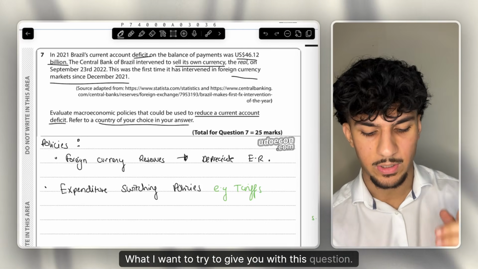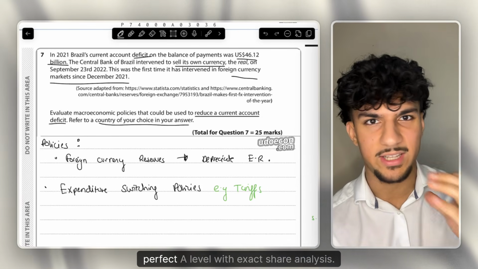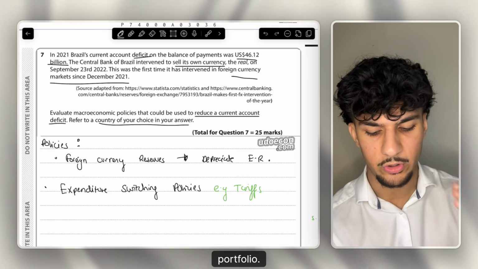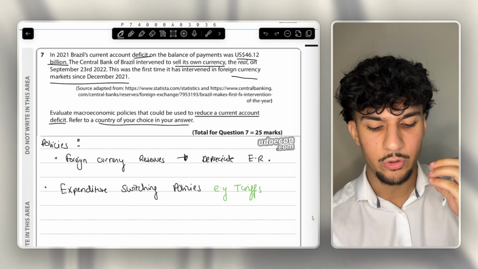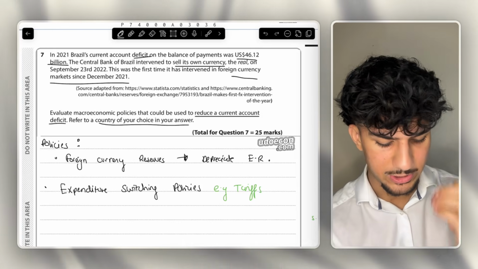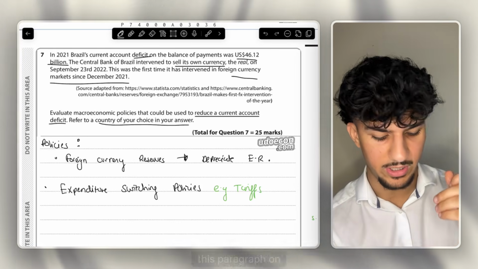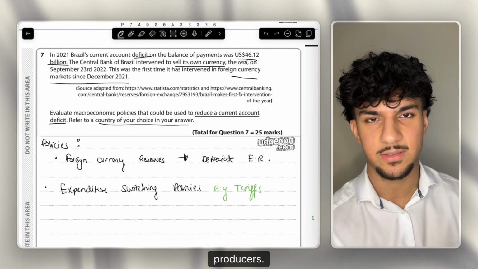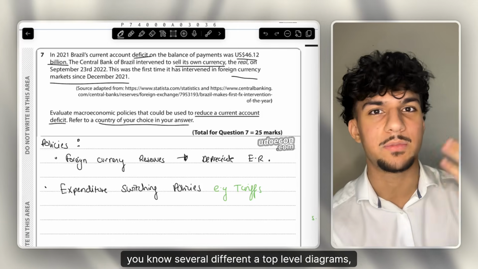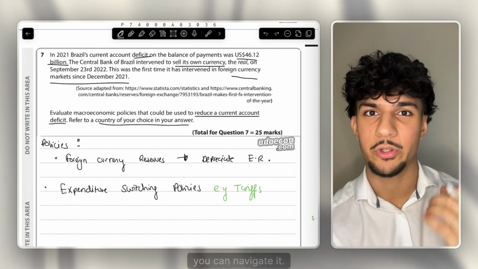What I want to try to give you with this question, there's several past papers I've gone through now, done the exact tariff diagram, perfect A-star level with the exact share analysis. I want to give you guys more of a diverse portfolio, so if a hard question comes up, you have lots of different ways to answer the question, lots of different A-star chains of analysis. So I will briefly go through tariffs, but I am going to focus this paragraph on subsidies to domestic producers. So instead of being a one-trick pony, you have several different A-star top-level diagrams and chains of analysis, so any sort of difficult, maybe curveball question, you can navigate it.